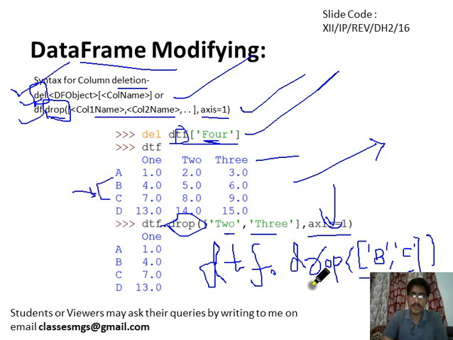This drop method's default axis is 0, you know. So if you pass axis 0 or don't pass the axis, it will by default delete the rows. If you pass axis equals 1, then it will delete the columns. Okay, let me move ahead.